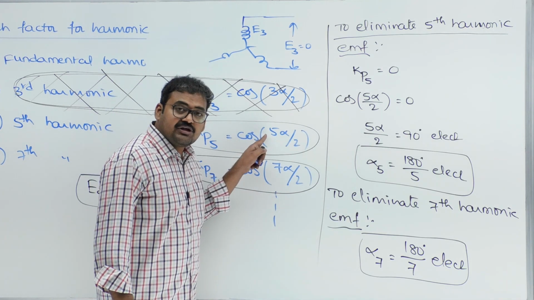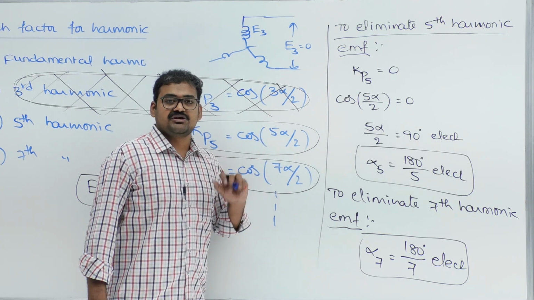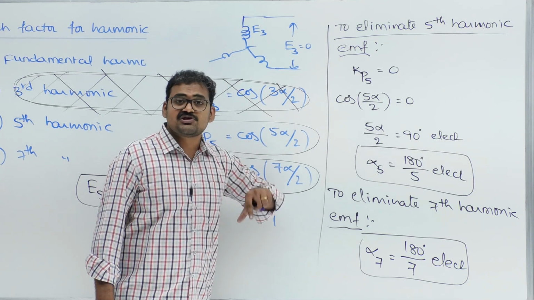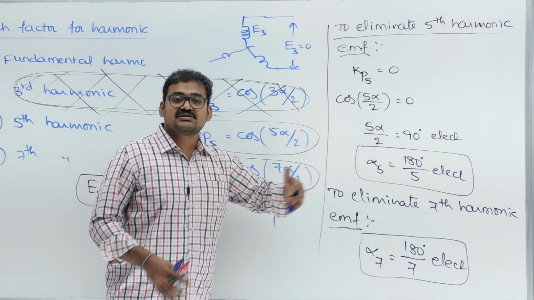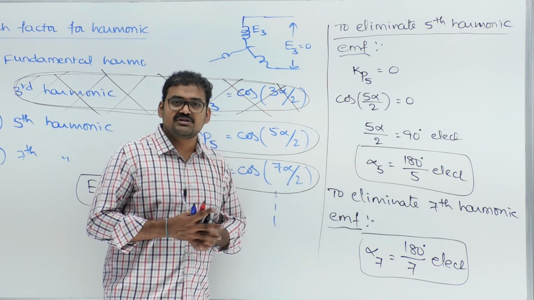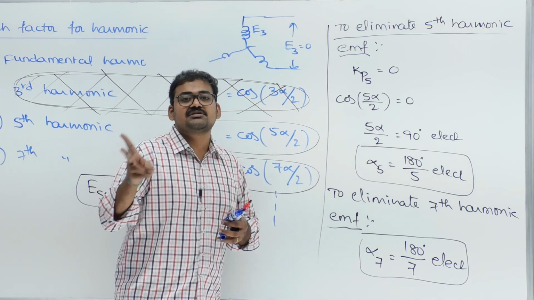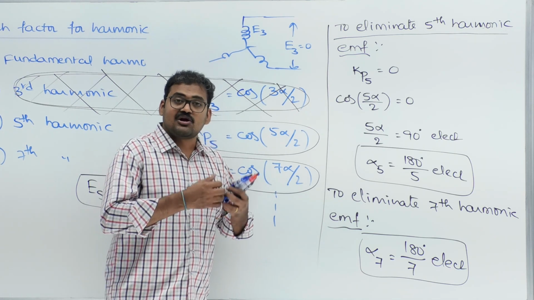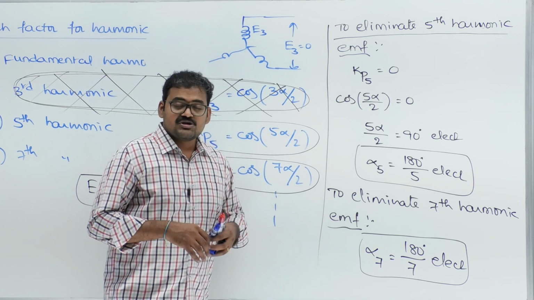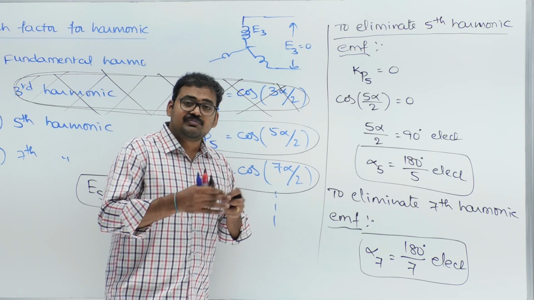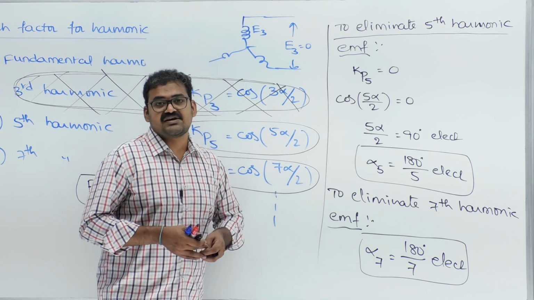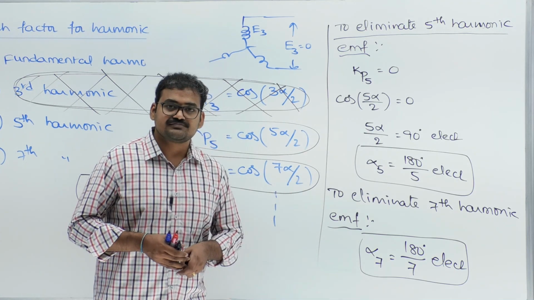Fifth order harmonic and seventh order harmonic voltages. Third harmonic is also effective, but in line voltages, third harmonic voltage will not be available. Therefore, no need to eliminate third harmonic specifically. It is automatically getting cancelled. So our effort is always trying to make fifth harmonic voltage and seventh harmonic voltage equal to 0.